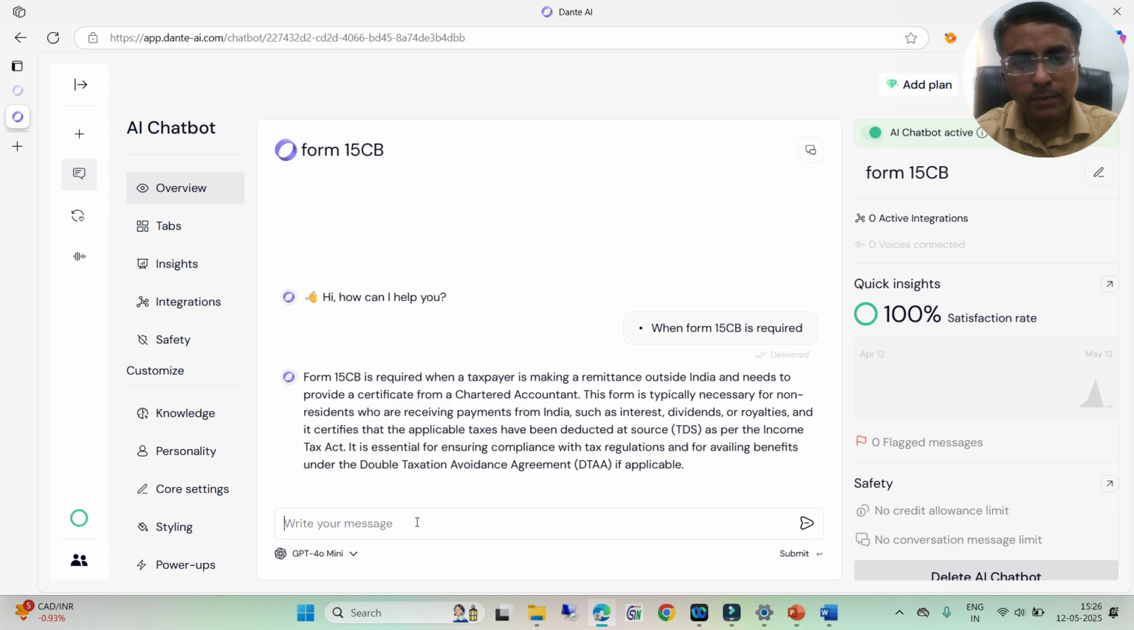So, when is Form 15CB required? A taxpayer making a foreign remittance outside India needs to provide a CA certificate. This form is typically necessary for a non-resident who is receiving payment from India, such as interest, dividend, royalty, fee for technical services. It is essential for ensuring compliance with tax regulation and availing benefit under the treaty.